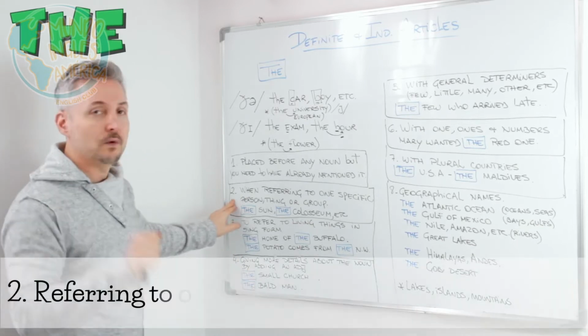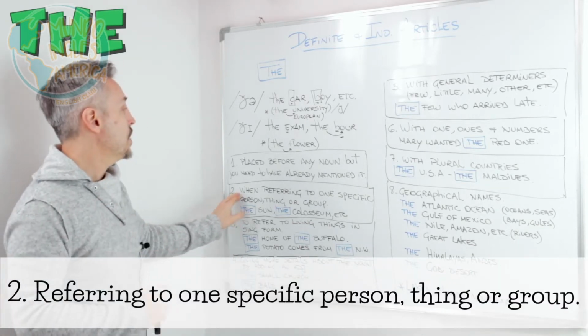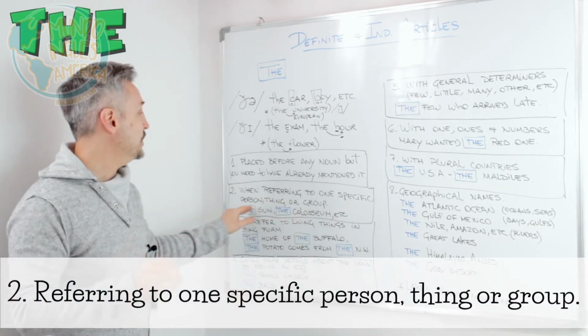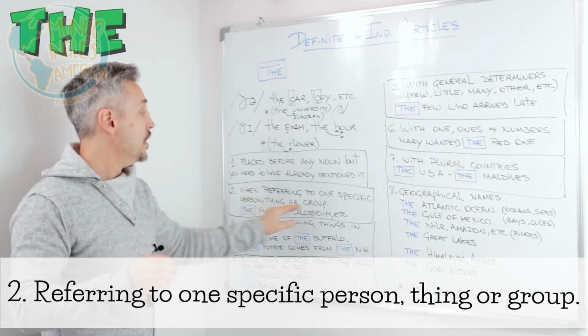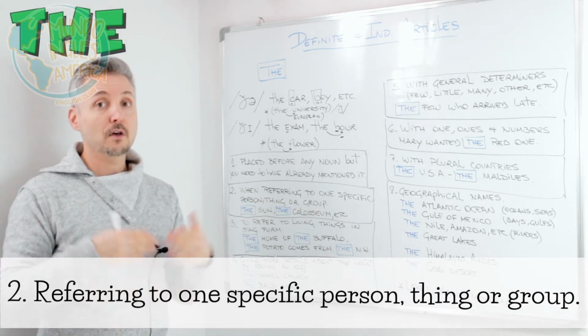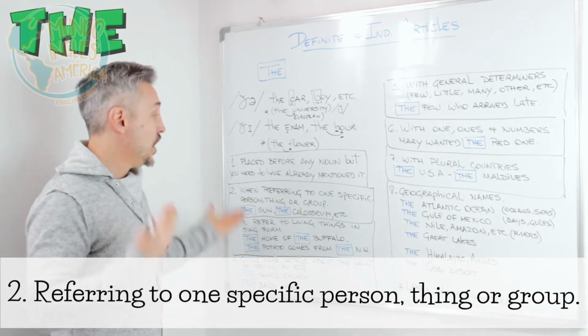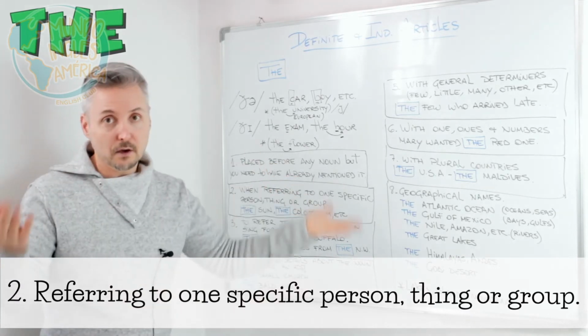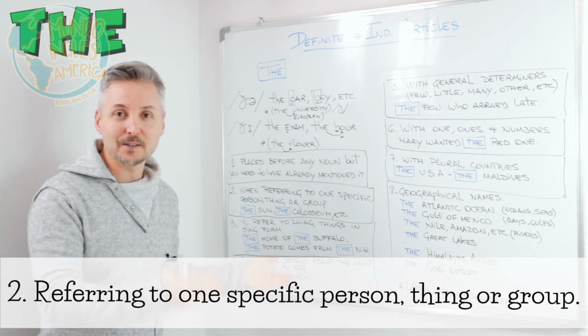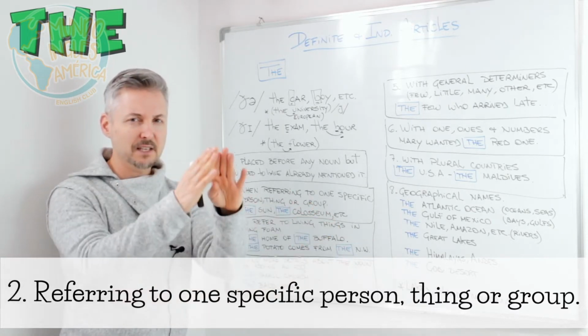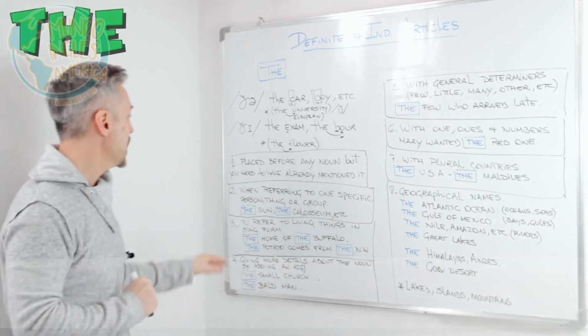Okay, so the rule number 2, when referring to one specific person, thing, or group. For example, the sun, the earth, the Colosseum in this case, okay, the Colosseum, etc. So specific is only one.